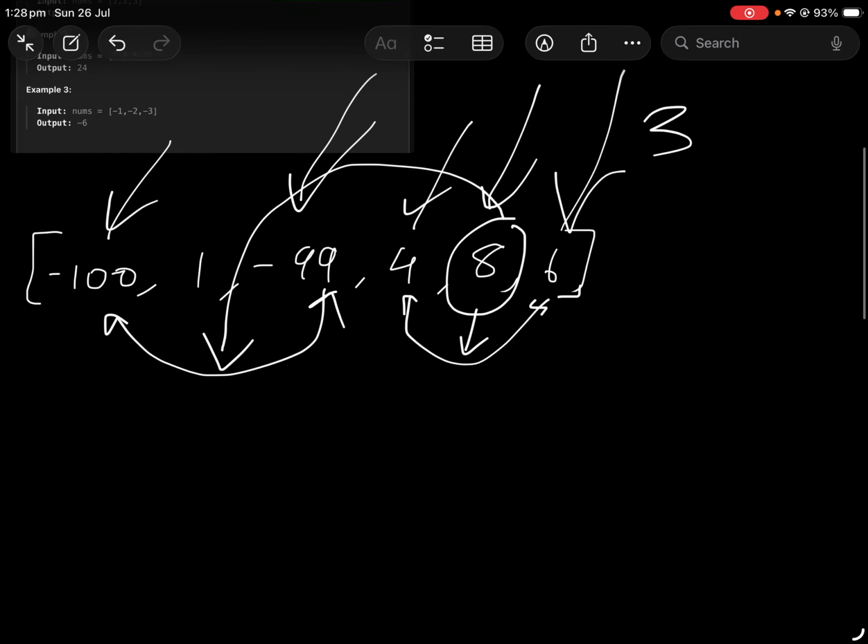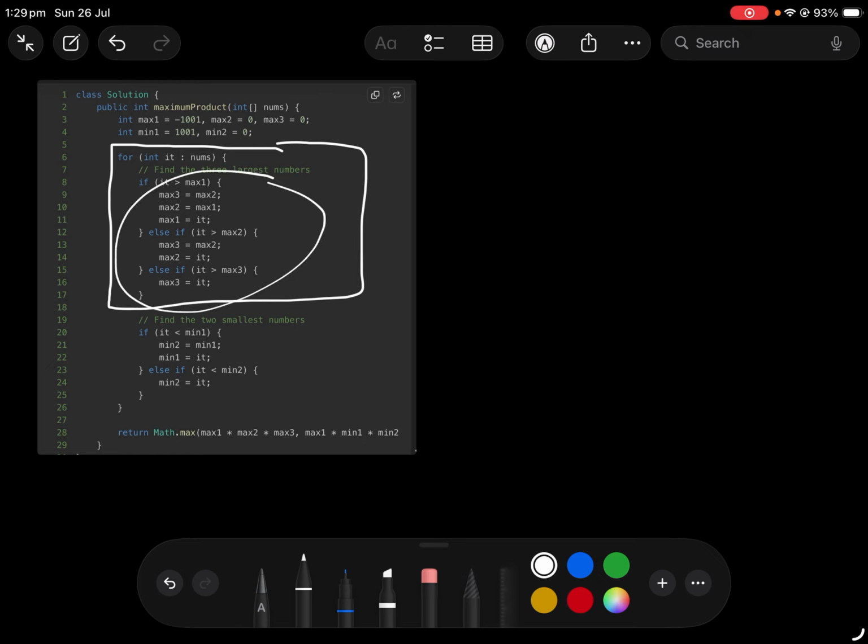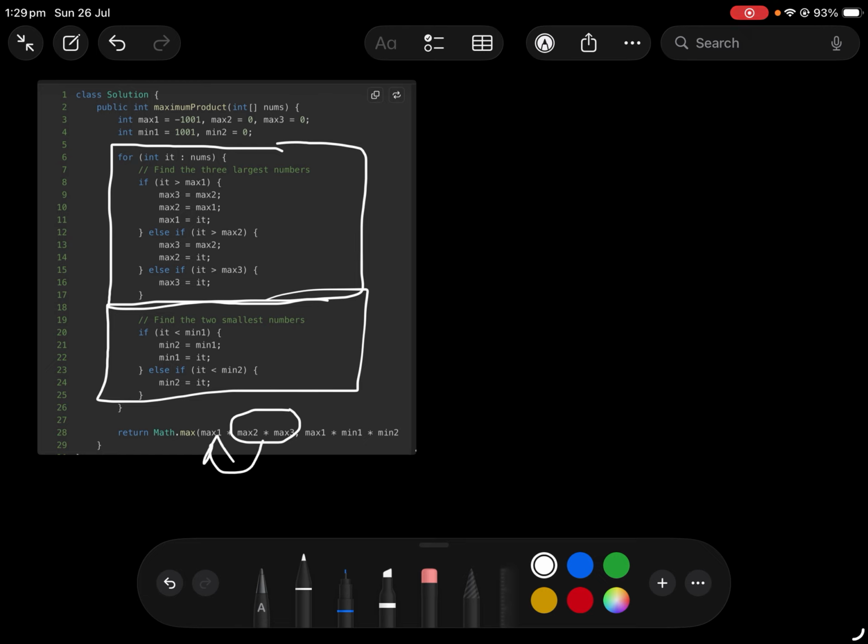So I'll directly jump into the code. This is the loop for finding the three largest numbers in the array. This is the same logic as we used to find the two maximum digits in yesterday's question. And what we'll do is find the two smallest numbers and then multiply max 2 and max 3 with max 1, and multiply minimum 2 and minimum 1 with max 1, and the maximum result will be returned.